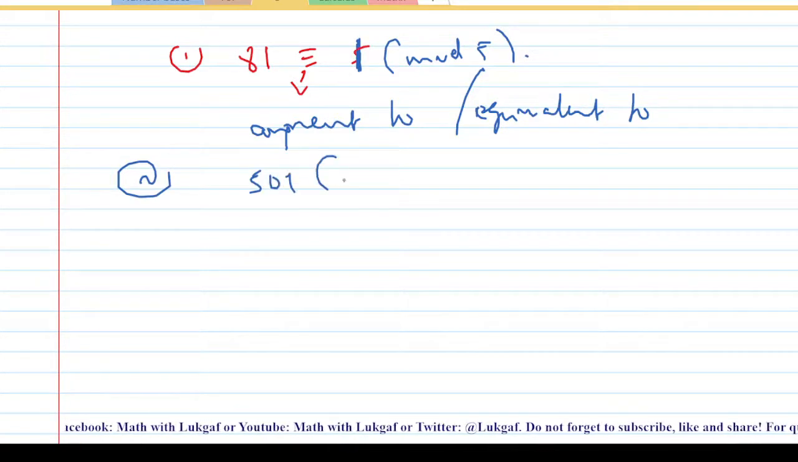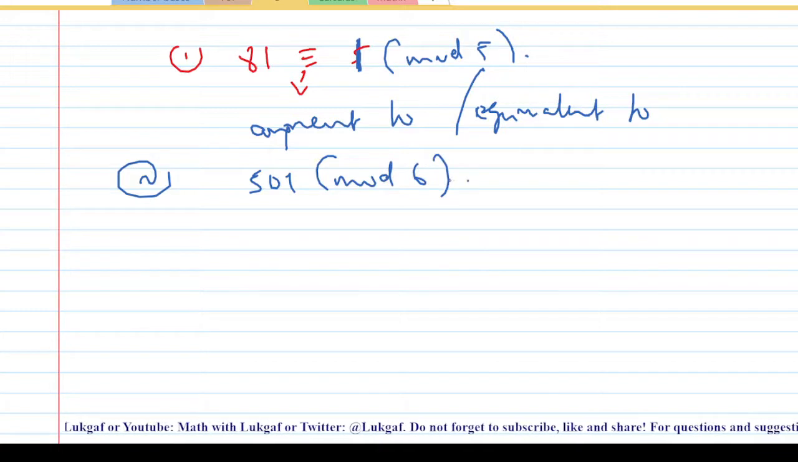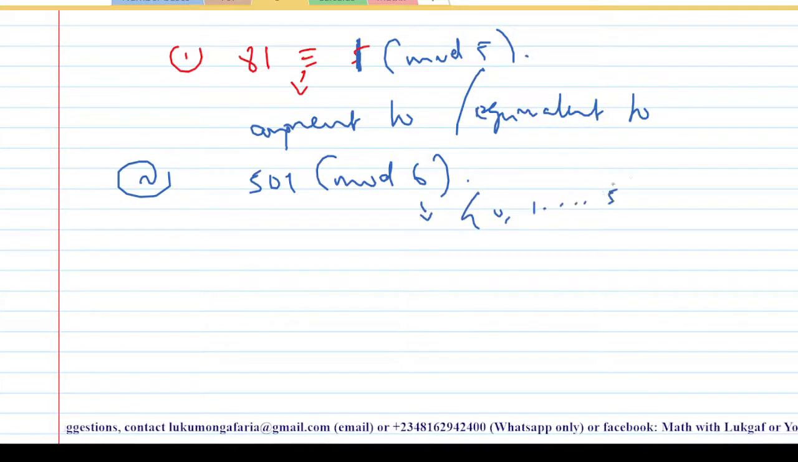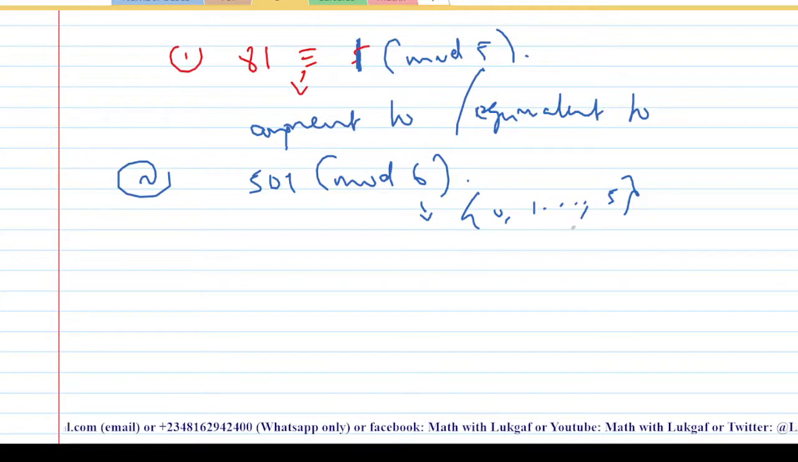So we have 501 modulo 6. Don't forget we are working in modulo 6. The possible residues, the possible remainders we must have in this particular modulo, which is 6, must be a number between 0 and what? 0 and 5. So you must not have a number greater than 5. Once you get to 5, you have to start again.